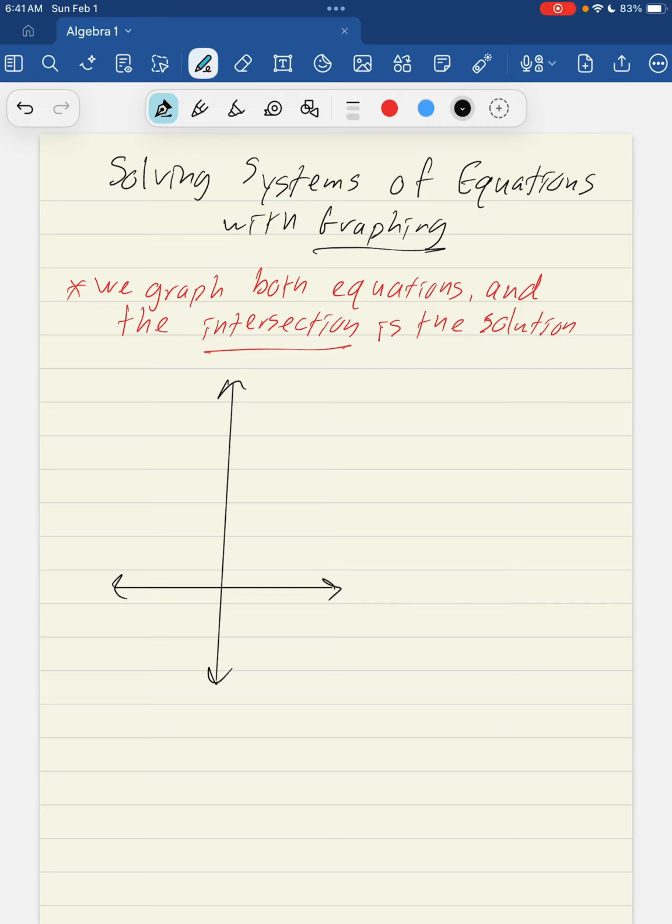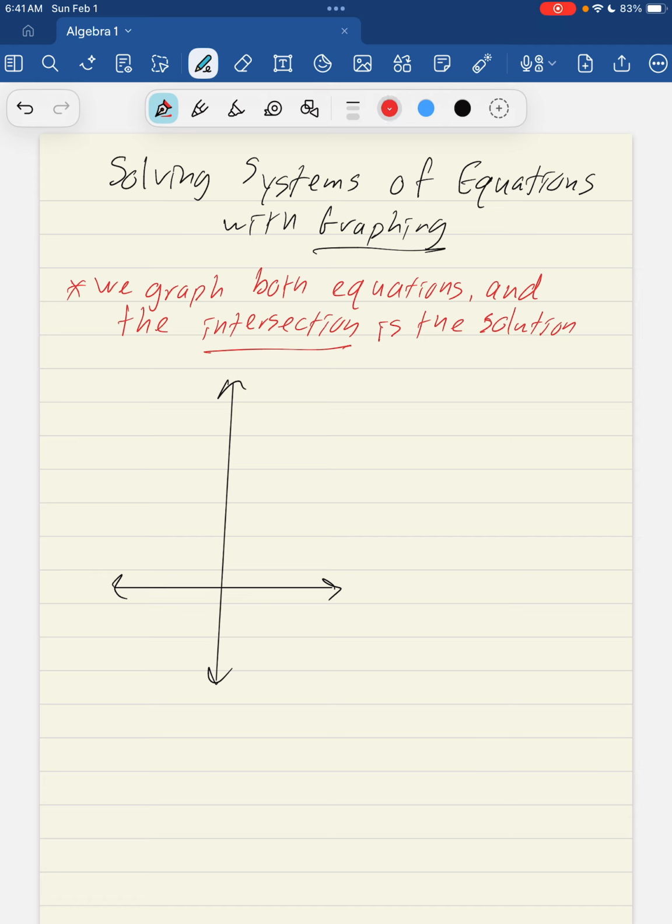Welcome back, and today we're going to start introducing systems of equations, or solving systems of equations. And the first method you're going to be introduced to is graphing. Graphing is very smooth to see, and it just piggybacks on what you've already learned about graphing equations. So you're going to be given two equations, and what we're going to do is graph both equations, and wherever they cross, or their intersection, is going to be the solution.